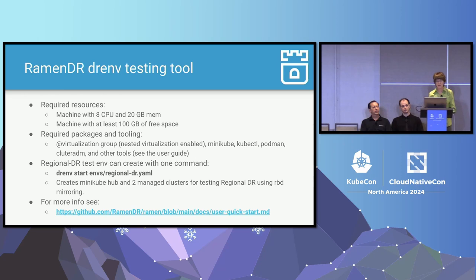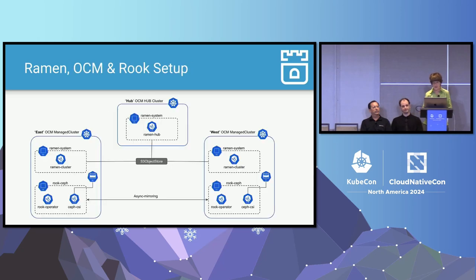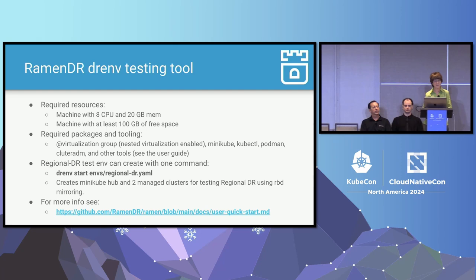I missed that. So the team I'm on is the dev team for this DR solution downstream. But upstream, we do almost all of our development, and we have a tool which has been developed called DRenv, so that we can quickly create the whole environment using OCM, Ramen DR, Rook, and Ceph. It creates the whole thing I showed you here, and it allows you to test failover by essentially just running it on a single machine, using Minikube. So at the bottom there is a link to the user guide to set that up if you want to try it. And I think that's all I have.